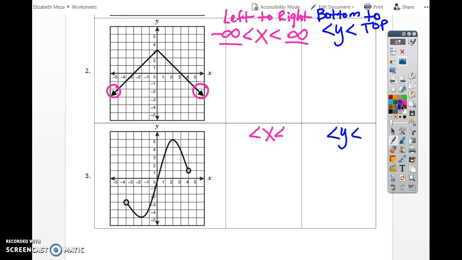And we just talked about this a little while ago, where if you have any infinity, you cross it out. So now that leaves you with x can be any number. That's called all real numbers. Okay, so that's the answer for the domain on number 2. It's all real numbers.